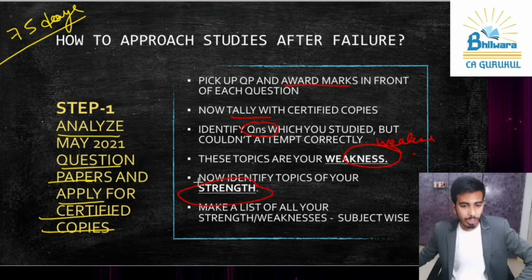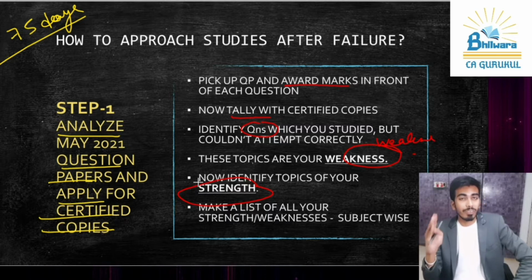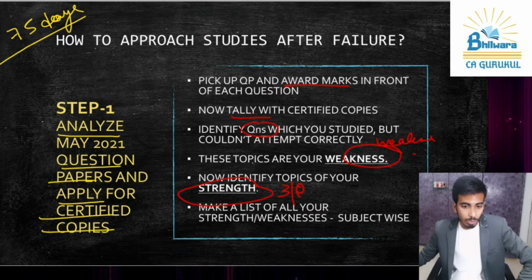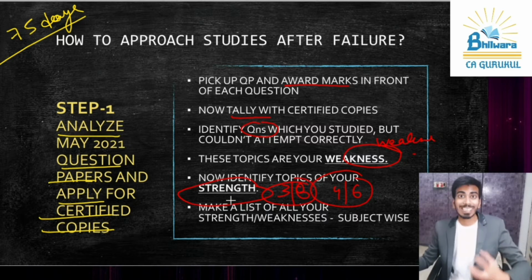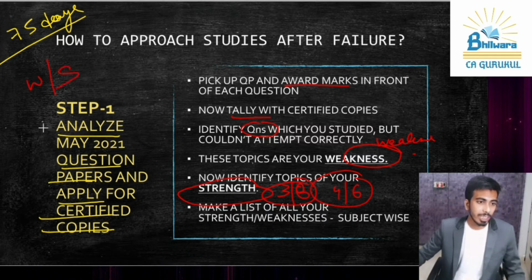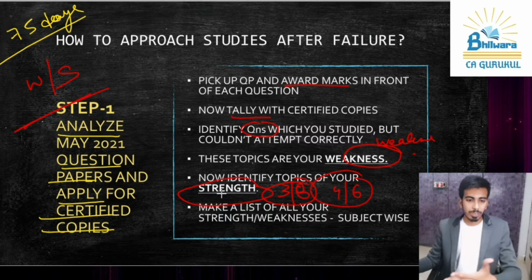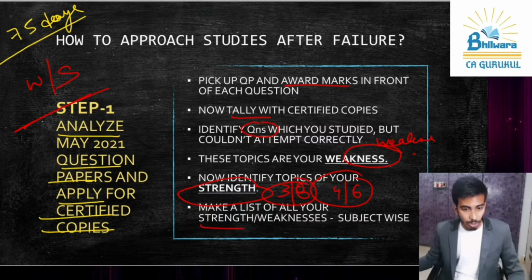Now identify your strengths. In the same way, for some topics you will realize that you didn't study or revise them, but still you were able to attempt the question and scored 3 out of 10, 3 out of 8, or 4 out of 6 without even studying or practicing that topic. So identify your weaknesses, identify your strengths. This will give you a kickstart. You will have a broad idea of which topic and which subject you have to start from. So make a list of all your strengths and weaknesses.